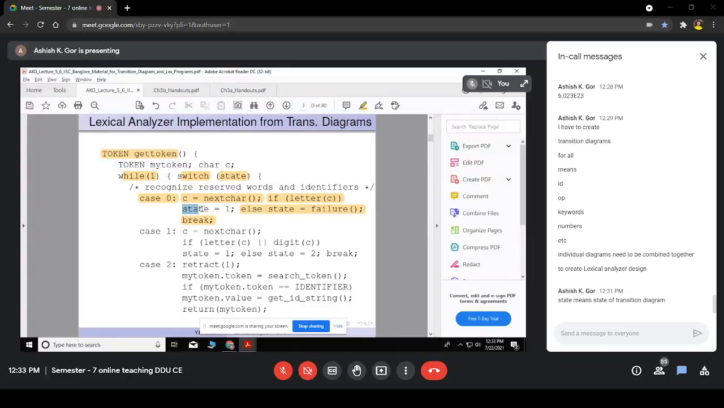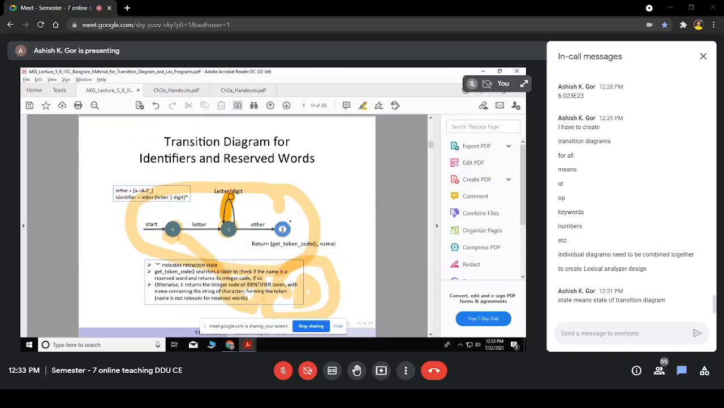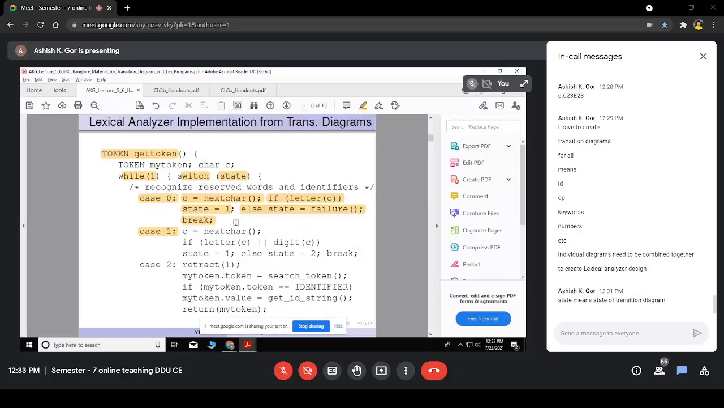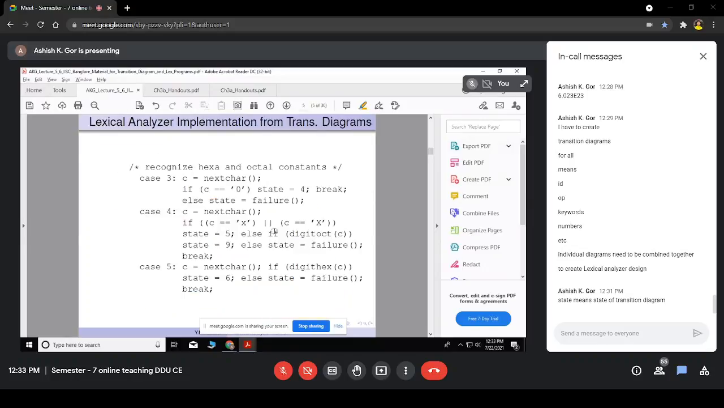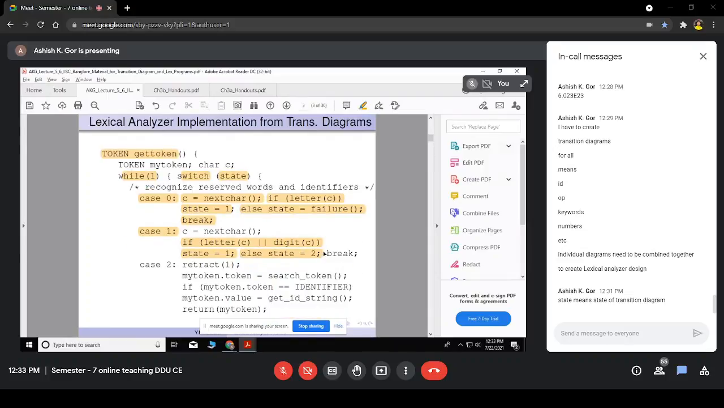If it is a valid identifier, then you will have a case number 1, which means you are here. Now if it is a letter or a digit, you will remain in the same state. If it is any other symbol, then state is equal to 2. So you can see this diagram, then state is equal to 2. And then you need to break.